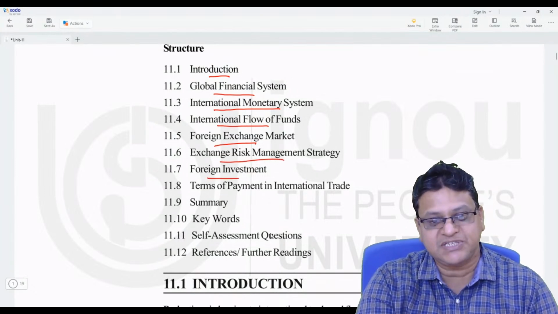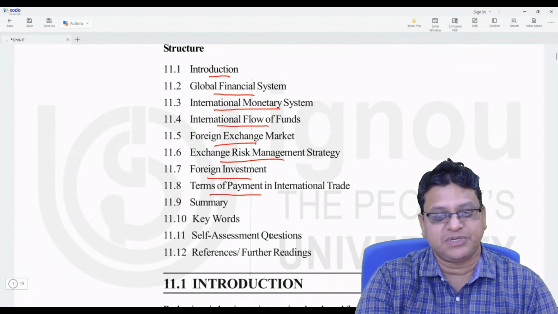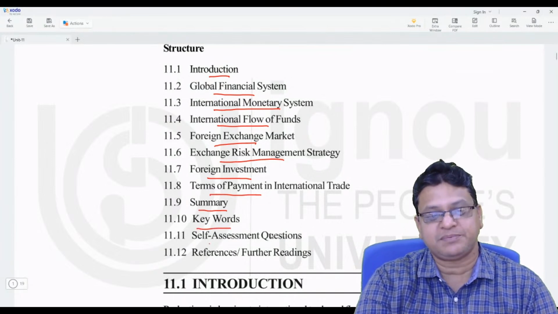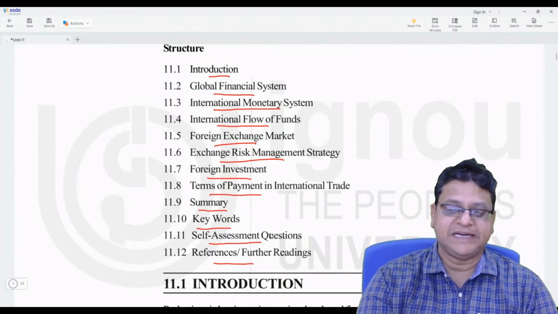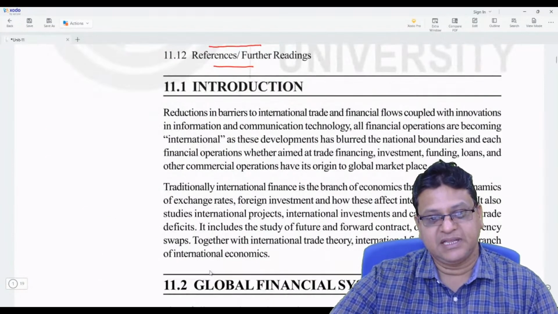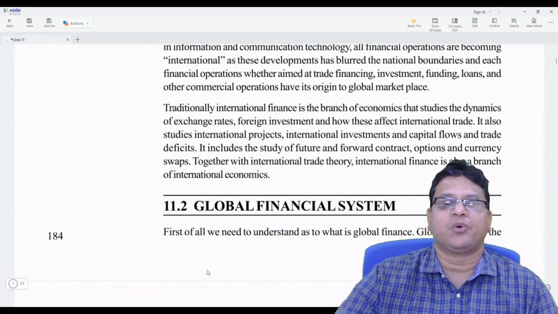We will discuss what is foreign investment, what are the terms of payments. Then we will summarize our discussion. We will discuss some keywords. We will have some self-assessment questions and a reference for further readings. Friends, international finance is a branch of economics.